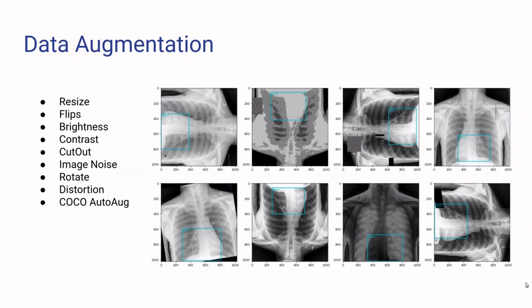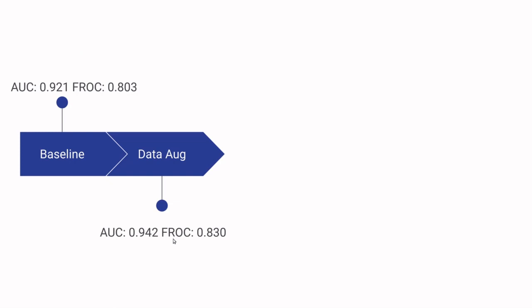On the right side, there are a few examples showing the augmented results. After a few experiments without too much tuning, the network performance improved about 2% in AUC and also more than 2% in FROC.